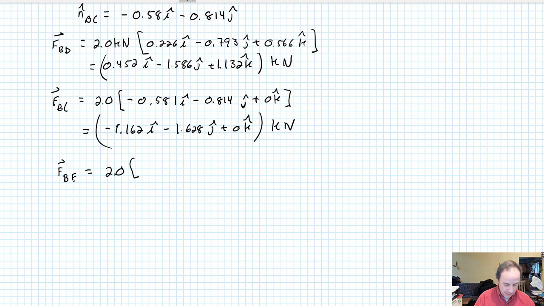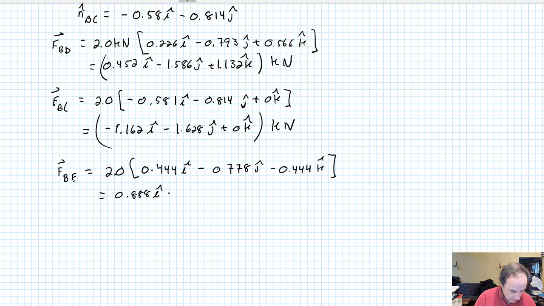So I'll do BE here. Good thing that the forces are all the same magnitude. Okay, so the unit vector for BE is 0.444i minus 0.778j minus 0.444k. And this comes out to 0.888i minus 1.556j minus 0.888k, and that's all in kilonewtons.